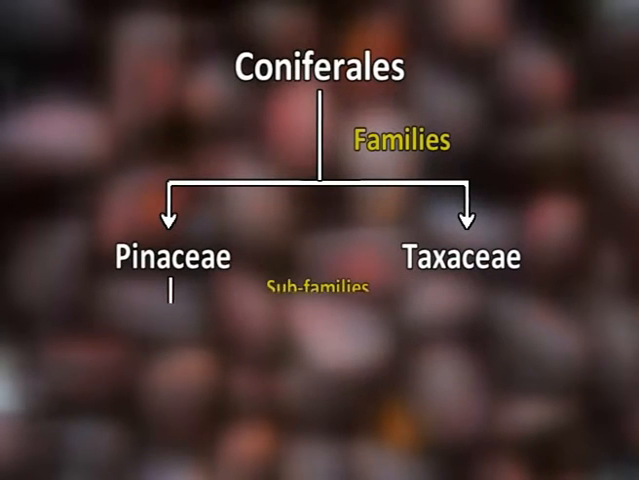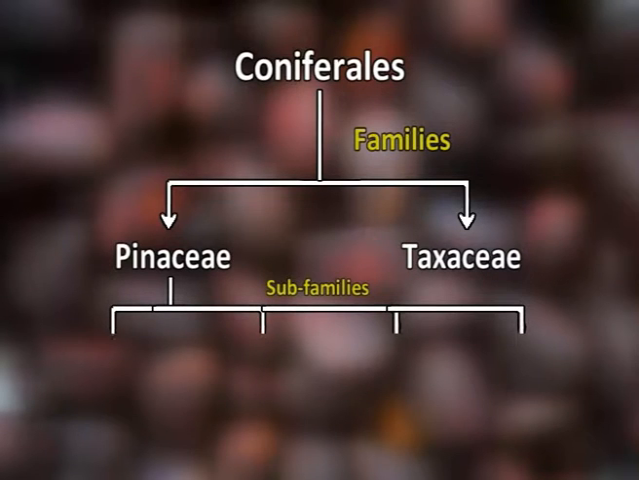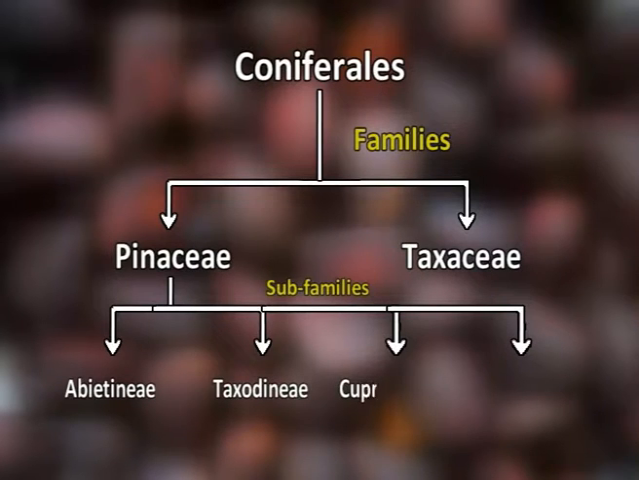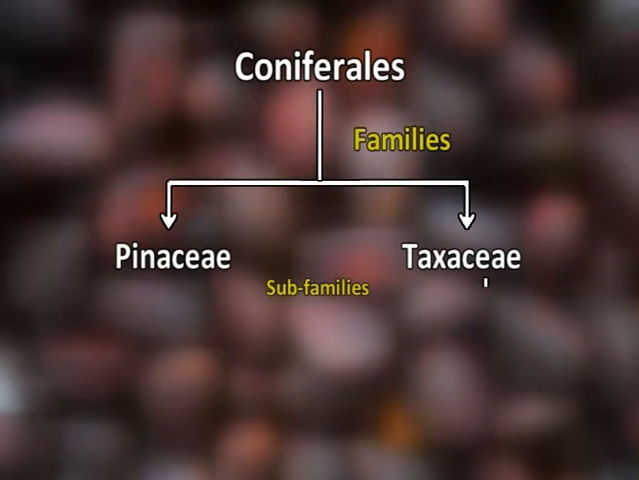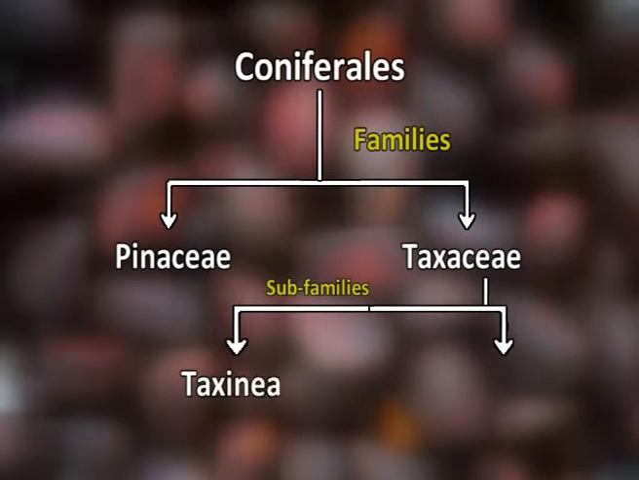They further divided order Coniferales into 2 families, Pinaceae and Taxaceae. Pinaceae was further divided into 4 subfamilies, namely 1. Abietineae, 2. Taxodineae, 3. Cupressineae, and 4. Araucarineae. And the second family, that is Taxaceae, was divided into 2 subfamilies, 1. Taxineae and 2. Podocarpineae.